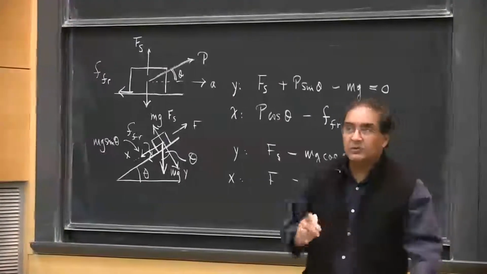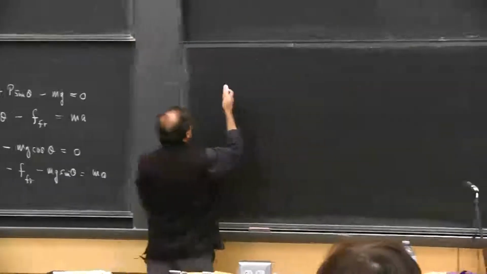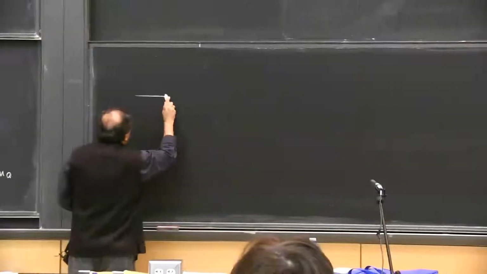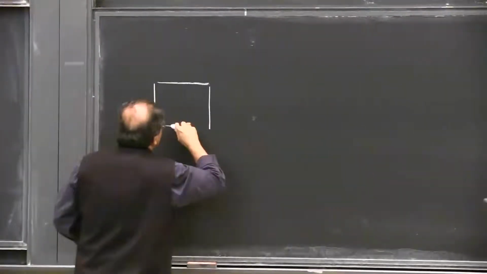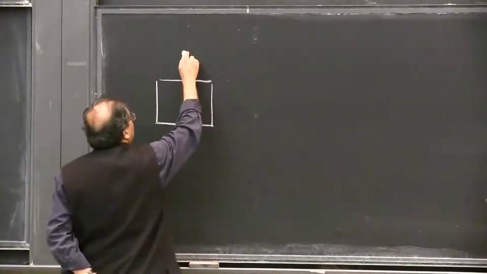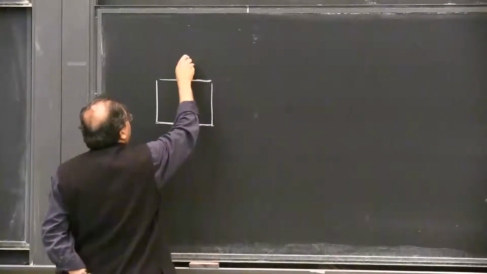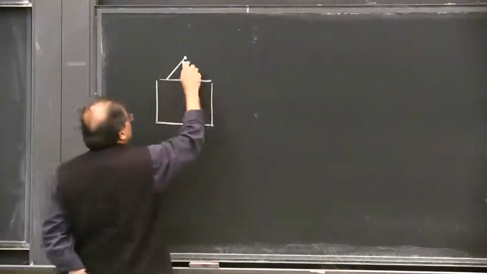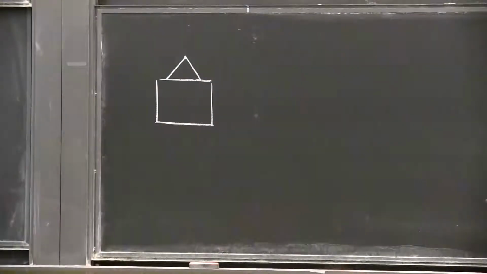So let us do something in which nothing is moving. Let's say you have a nice painting that you want to hang on the wall. This is your painting. We know that if you want to hang a painting, there are many ways of doing it. Suppose one way is that you have a nail here, and you have two strings that hold up your painting.